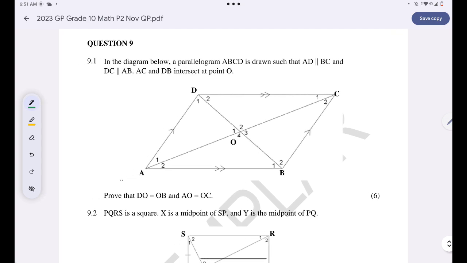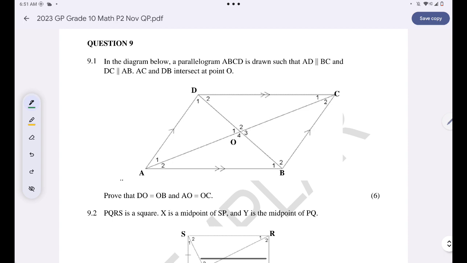Question 9. I was told that in the diagram below, a parallelogram ABCD is drawn such that AD is parallel to BC and DC is parallel to AB. Okay, the diagonals intersect at O. Prove that OD is equal to OB, and I must also prove that OA is equal to OC.